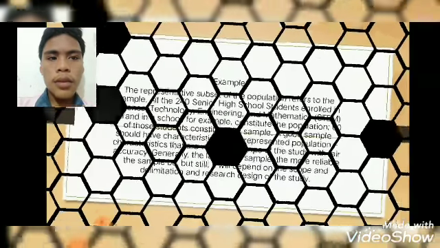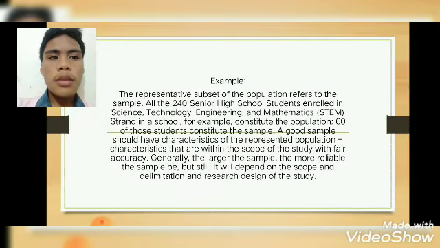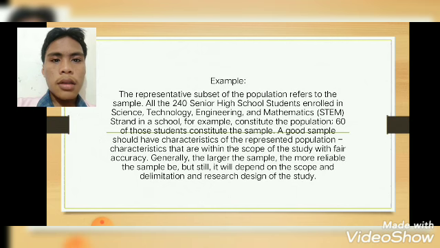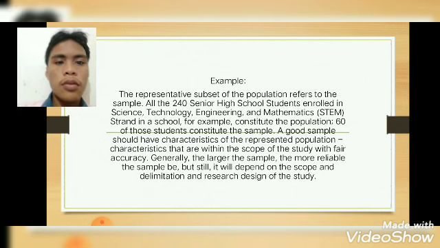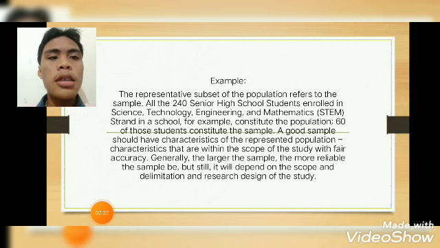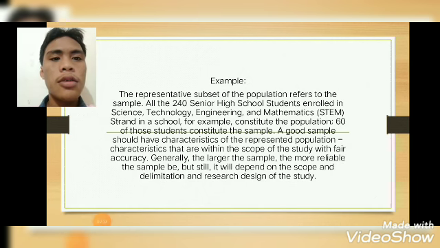Next, for example, the representative subset of the population refers to the science, technology, engineering, and mathematics strand in a school. For example, all the 240 senior high school students enrolled in the STEM strand in a school constitute the population. 60 of those students constitute the sample.